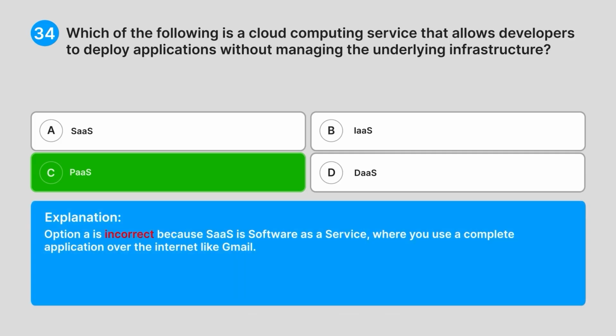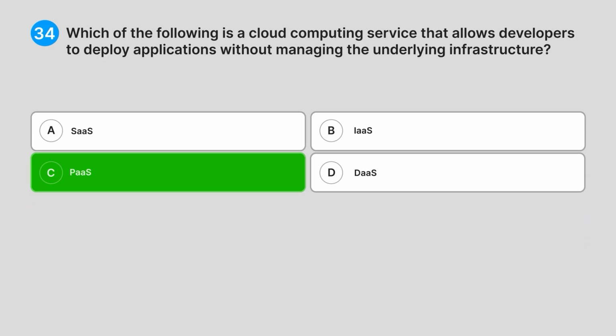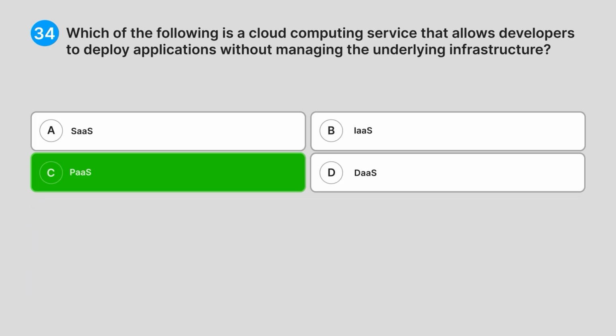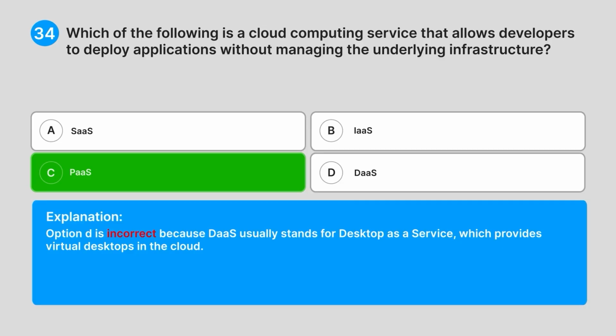Option A is incorrect because SaaS is Software as a Service, where you use a complete application over the internet, like Gmail. Option B is incorrect because IaaS is Infrastructure as a Service, where you get the basic building blocks like virtual servers and storage, but you still manage the operating systems and applications. Option D is incorrect because DaaS usually stands for Desktop as a Service, which provides virtual desktops in the cloud.